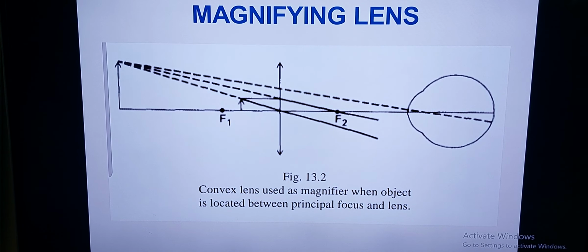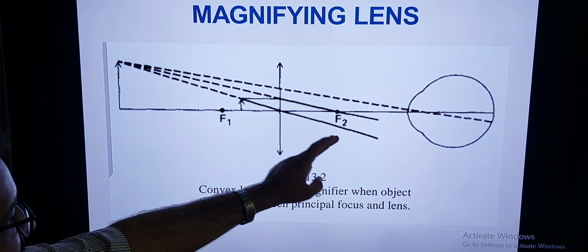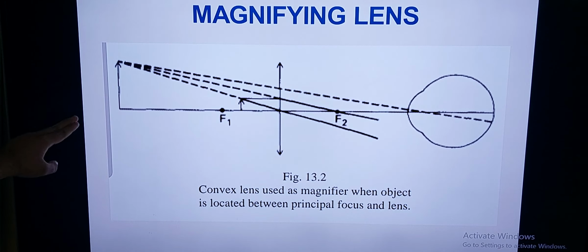Now again, that concept is applied to the magnifying lens. We have already studied how a convex lens is used as a magnifying lens. If the object is placed between the principal focus and the center of the lens, the image produced is virtual, erect and magnified. Two rays are drawn here, and the image produced is virtual, erect and magnified. So this is the principle of the magnifying lens.